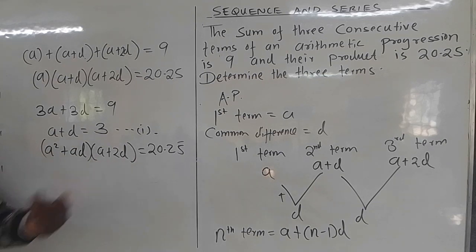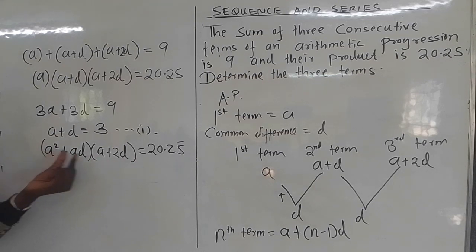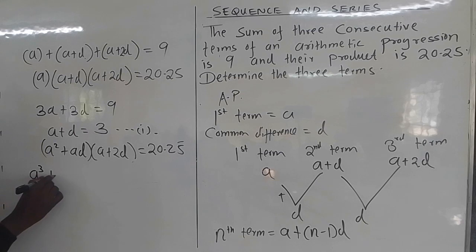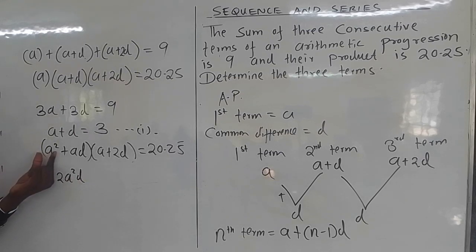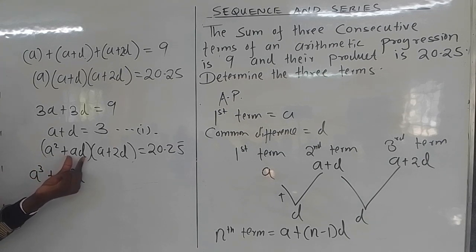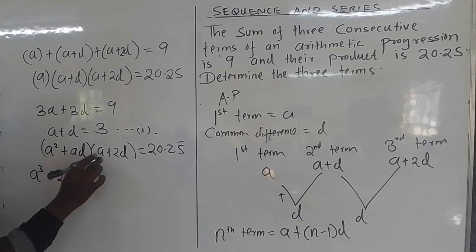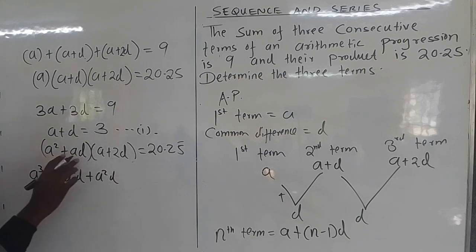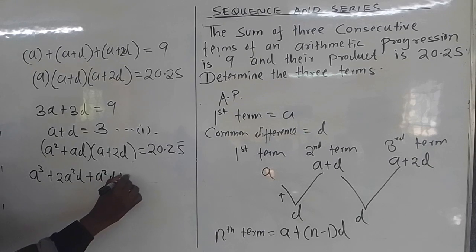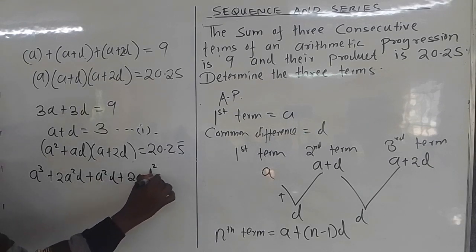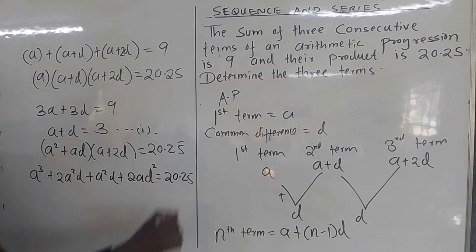Now, to make your work easier, we can just expand the whole of it at once. So we start again. A squared multiplies everything on the other side: A squared times A is A cubed, and A squared times 2D is 2A squared D. I'm done with this. Then you go again. Positive AD is just AD, and AD multiplies everything on the other side: AD times A is A squared D, then AD times 2D is 2AD squared, and all of this is equal to 20.25.